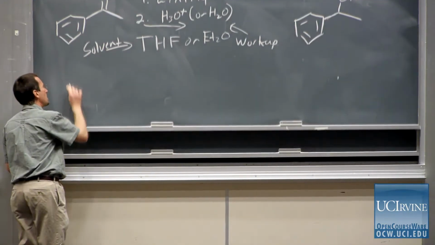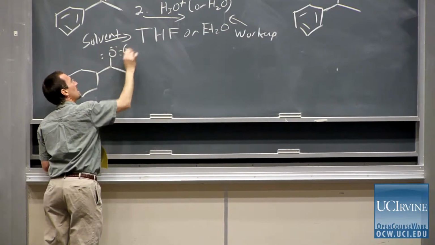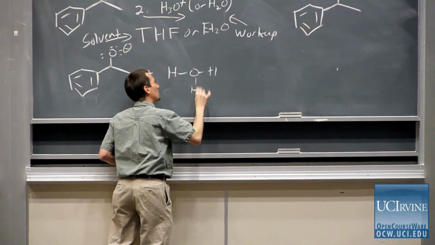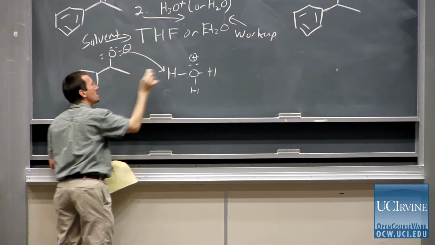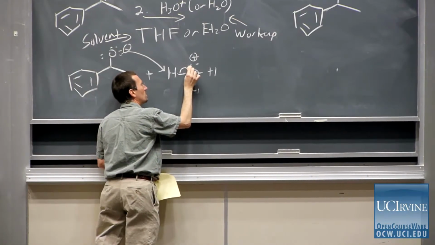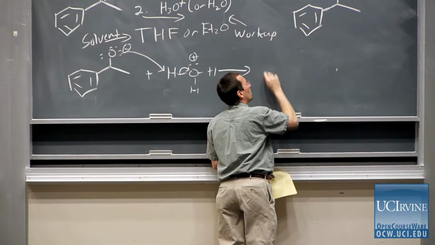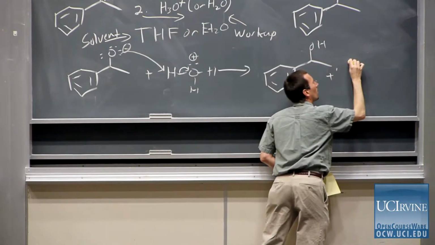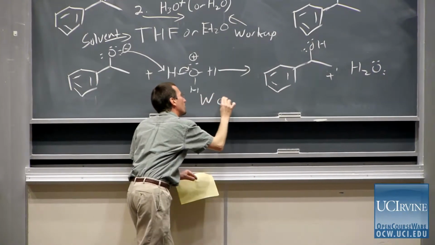And as I said, and I'll just write it explicitly, our workup ends up taking our alkoxide anion, and we have the alkoxide anion plus H3O+, hydronium ion, or plus water under the right circumstances, and electrons flow from the alkoxide to the source of protons, and electrons flow from the hydrogen-oxygen bond onto the oxygen. As I said, we call this step the workup.